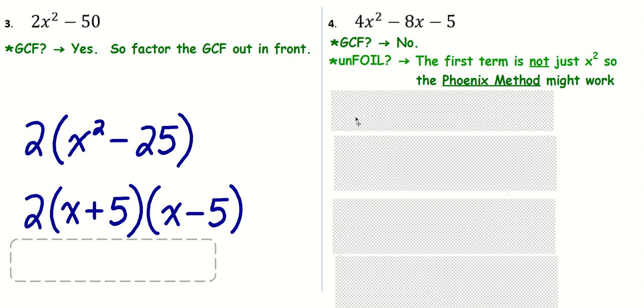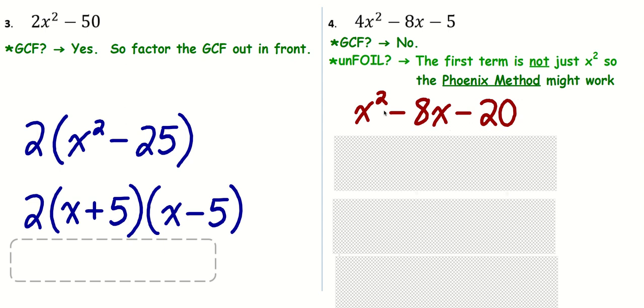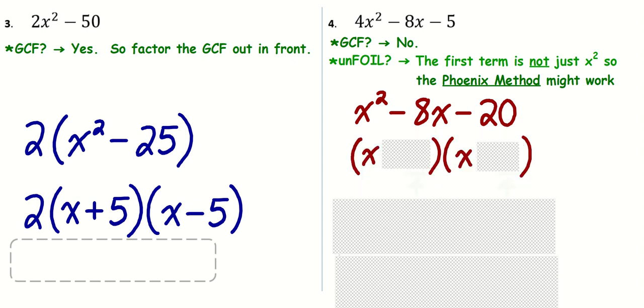So here we go, the steps of the Phoenix method. First step is to get rid of the Phoenix by multiplying this 4 to the other end, the negative 5. So then it becomes minus 20 at the other end. So x squared minus 8x minus 20. The second step of the Phoenix method is now you can do basic unfoil. Now that there's no 4 out here anymore and it's just x squared, the bubbles can just start off with x and x, that makes it basic unfoil where, what two numbers multiply to make negative 20, but they also add up to negative 8.